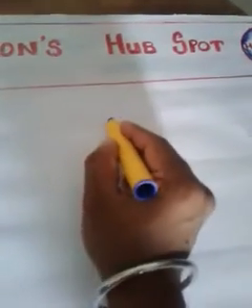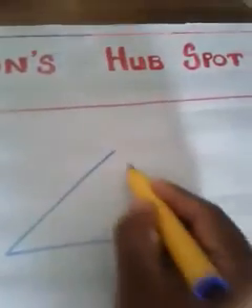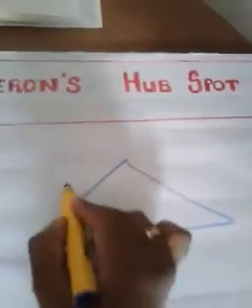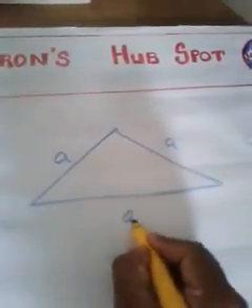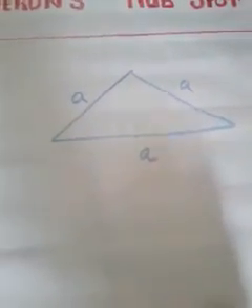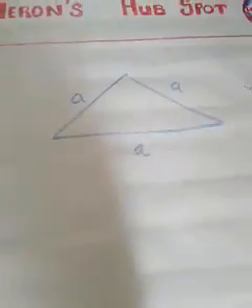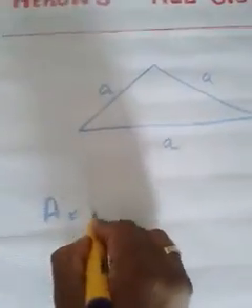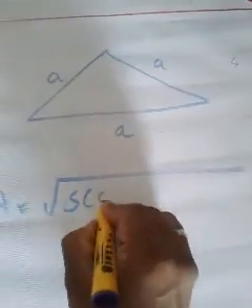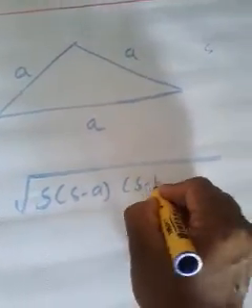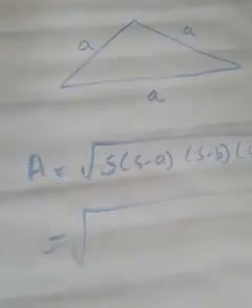So as I said, that question is discussing an equilateral triangle. An equilateral triangle is a triangle with all sides equal. Let each side be A units. It is already given in the question as A units. Then since all sides are given, let us use Heron's formula to calculate the area. Area is nothing but square root of S into S minus A into S minus B into S minus C. Here S is nothing but the semi-perimeter.